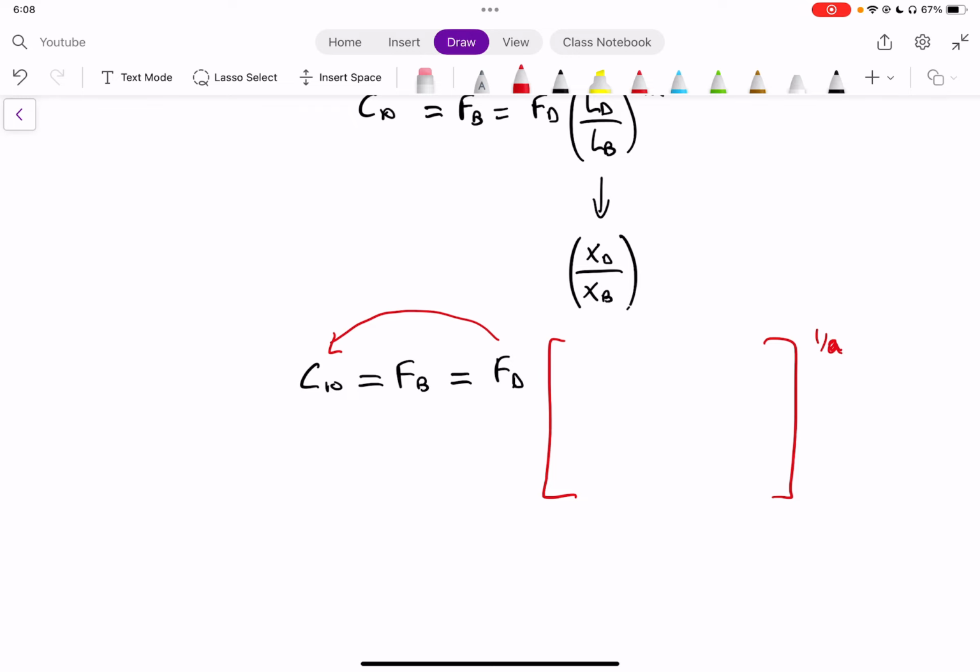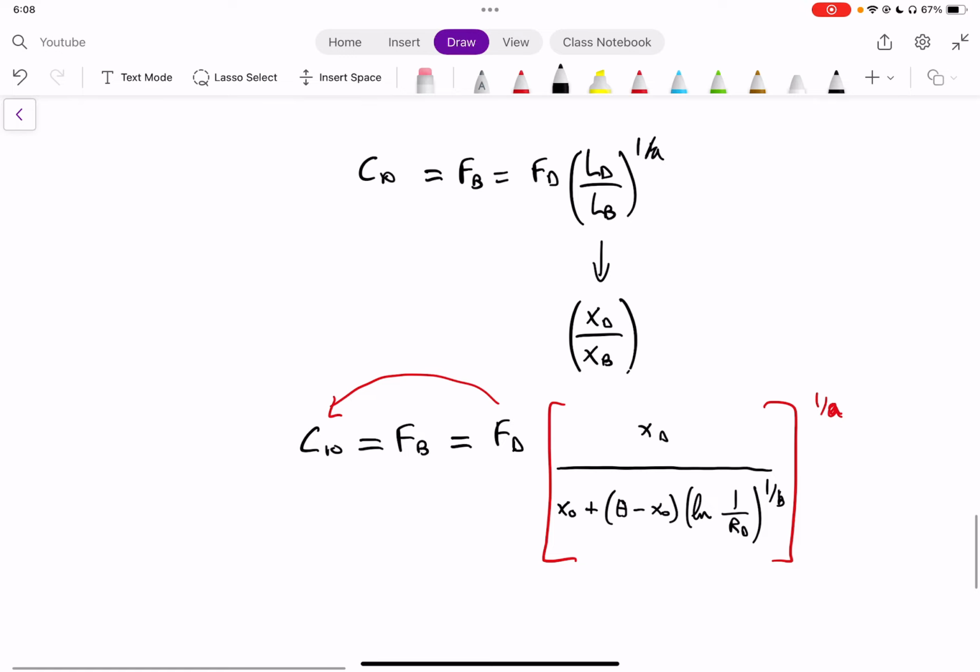So I'm going to have that this is equal to XD all divided by X0 plus (theta minus X0) times ln of 1 over RD to the power of 1 over B. And this gives me an equation that I can now use to solve a problem with a different reliability than my original requested reliability, and I can find my catalog number from it. If my reliability is 0.9, it makes it very easy: I can use the simplest equation to find C10. If my reliability is different than 0.9, I can now plug into this equation to find my catalog number for a bearing.